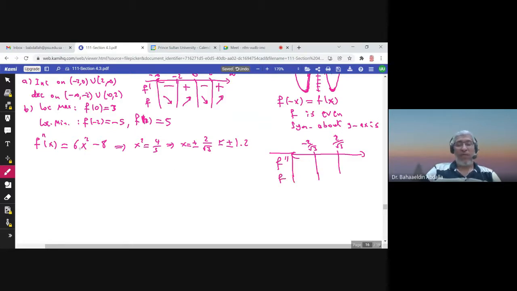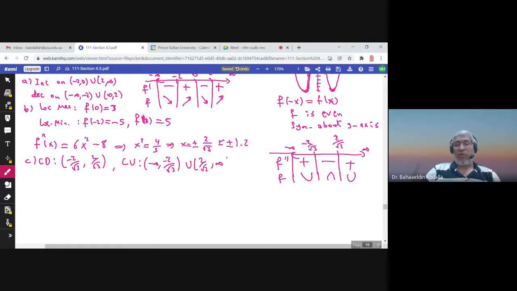If f double prime has degree 2, the coefficient of x squared is positive. Between the zeros it's negative, and outside it's positive. Concave up, concave down, concave up. So part C: concave down from negative 2 over square root of 3 to 2 over square root of 3, and concave up from negative infinity to negative 2 over square root of 3 union 2 over square root of 3 to infinity.